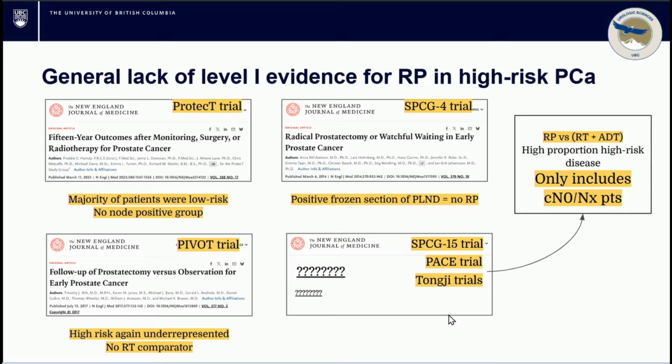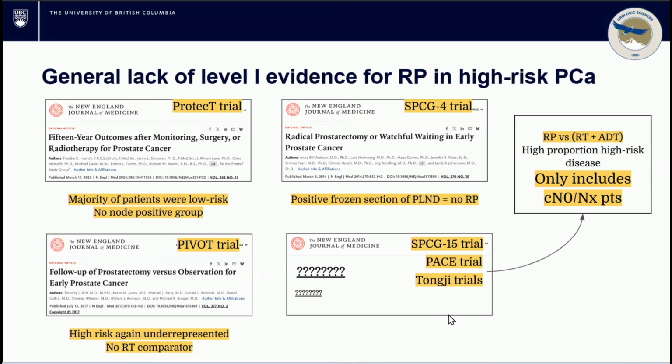So for example, with the PROTECT trial, majority of the patients are low risk and not node positive, and they don't even accrue T3 disease or higher, so can't do a subgroup analysis there. PIVOT was only for RP and observation and still underrepresenting high-risk people. In SPCG4, they literally did like intraoperative lymph node frozen sections, and if those are positive, the whole RP was foregone. So the highest risk people didn't get the procedure.